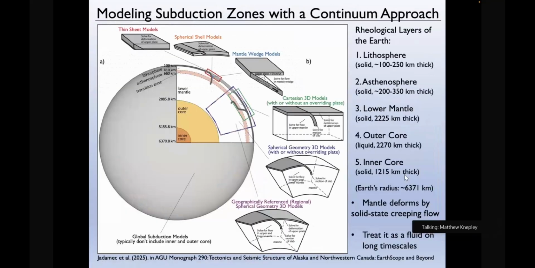But again, simulating that process or trying to understand that process in the lab or analytically and now numerically has been quite difficult. And so you can see the complexity of models vary in time.